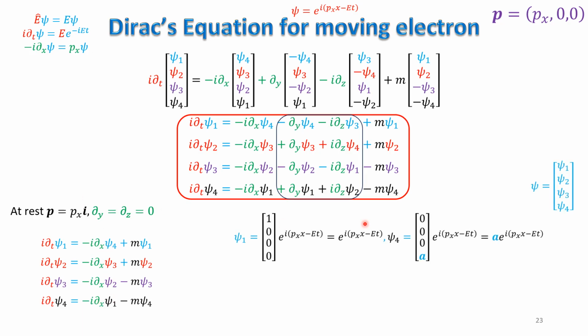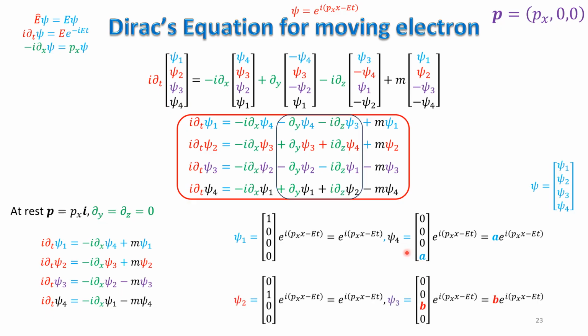unlike the electron at rest where the wave function was represented by psi, and psi 1 and psi 4 will have a similar kind of representation where we have some factor A appearing here for psi 4 because they have to coexist. Similarly, psi 2 and psi 3 have to coexist, so here we are having a factor B instead of 1, so that their interdependence in this set of equations is valid.